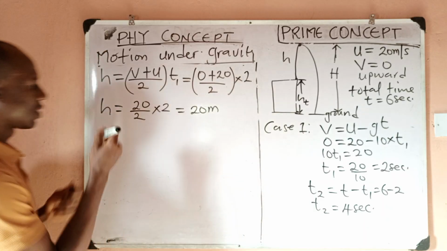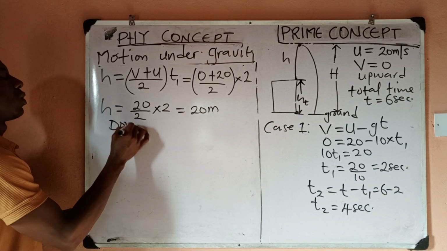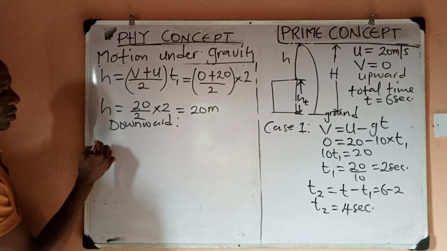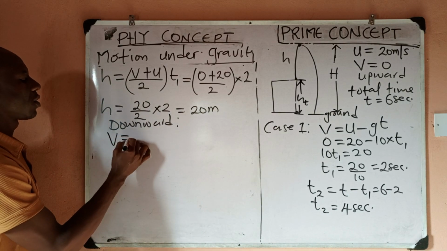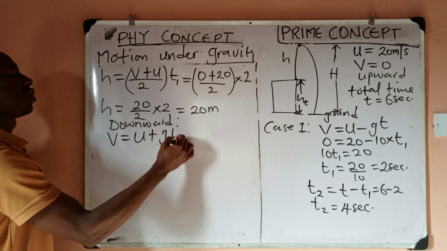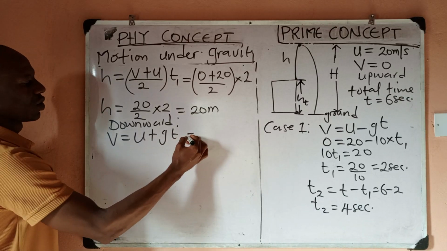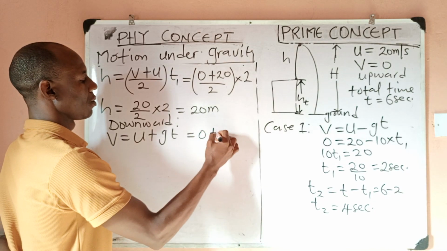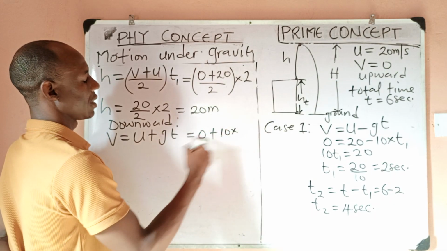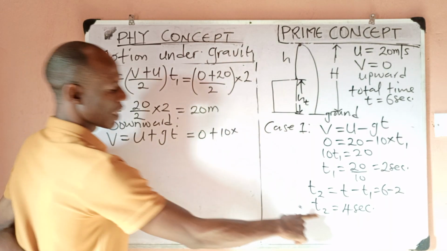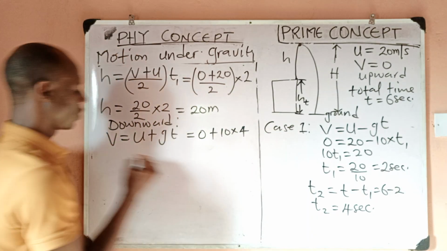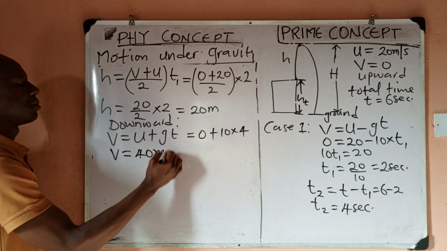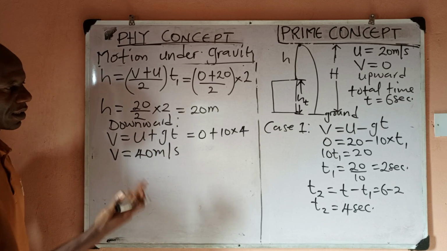So for downwards, let's do it this way. Downwards, I need to find v. So v becomes u plus gt for downwards. So u for downwards becomes 0 plus g, 10 times my time. For downwards this time, the time is 4. So v becomes 40 meters per second. So with this, I think I'm good.